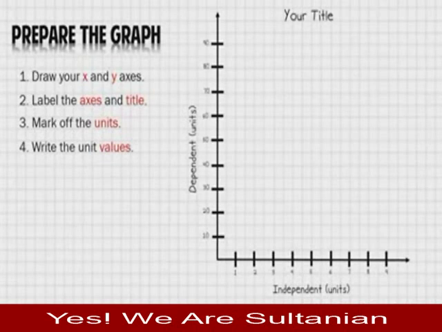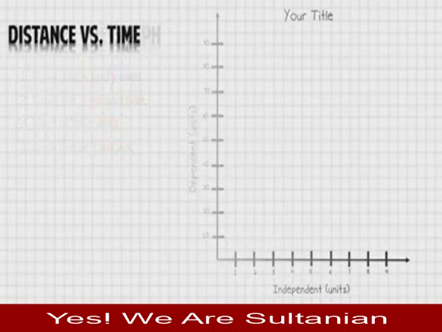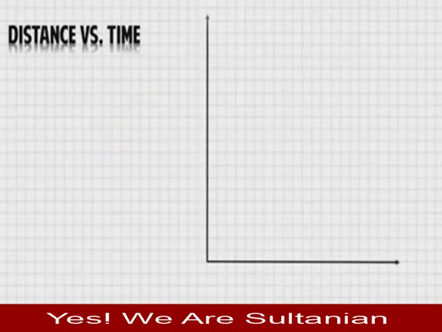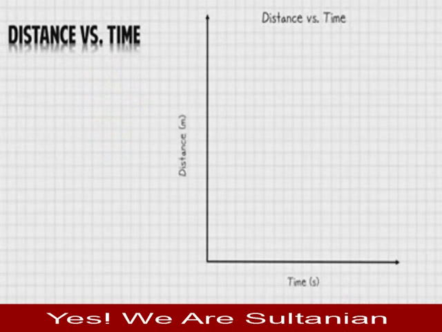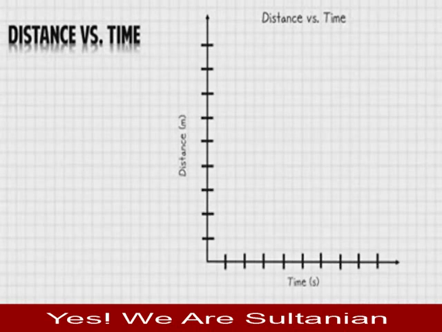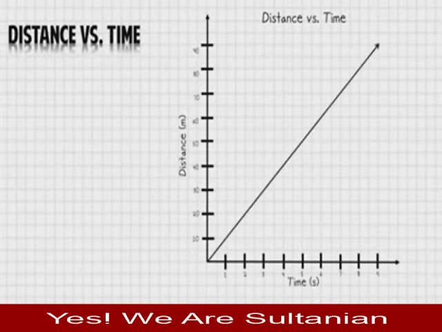Alright. So let's talk about distance versus time graphs. Let's draw our axes. I'm going to label it distance versus time. Time is my independent in this case, and distance is my dependent. And how far I go, well, it's going to depend on my time. All right, let's draw a graph. There's our units, and let's label them off. And there's my graph. Nice, neat, clean, ready to go.